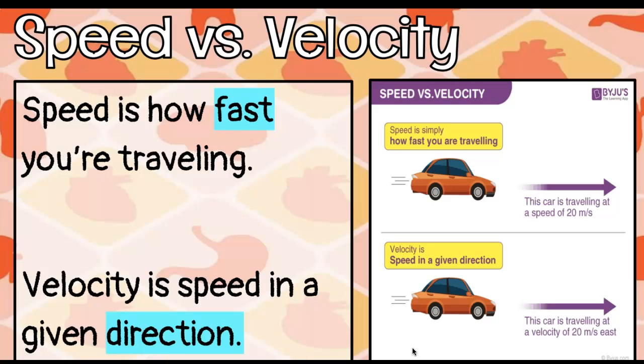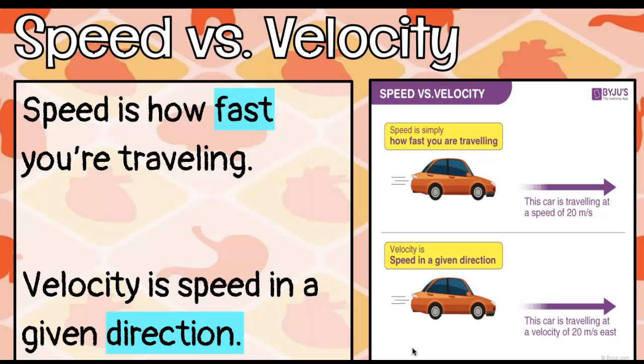So let's talk about the difference between speed and velocity. Everybody considers speed as how fast you're going, and that's pretty accurate. Speed is how fast you're traveling at a given time, right? So here in the US, we use miles per hour. That's how many miles you can travel per every hour, right? But other places use the metric system. So they might do kilometers per hour or meters per second.